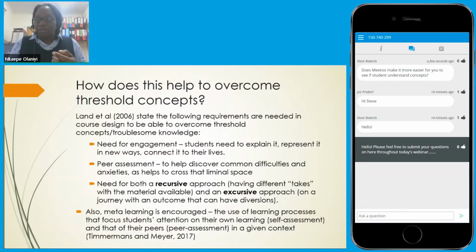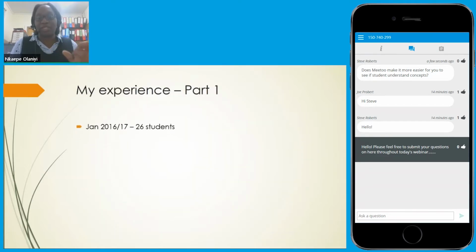So for me now, I just have to explain how Meetoo comes in, because someone's asked the question, does Meetoo make it easier for you to see if students understand concepts? As I go through my experience, you'll see where that comes into it, and hopefully that will answer your question. So my experience starts off with part one.